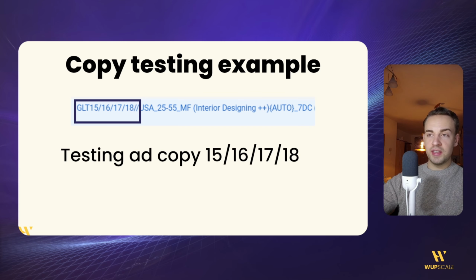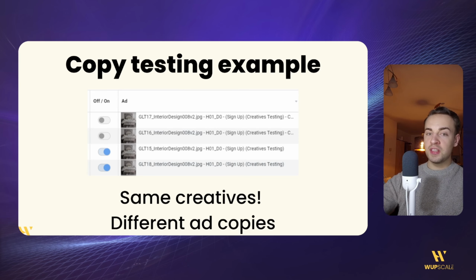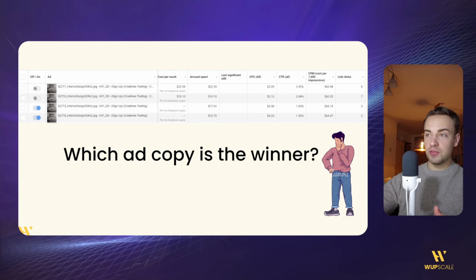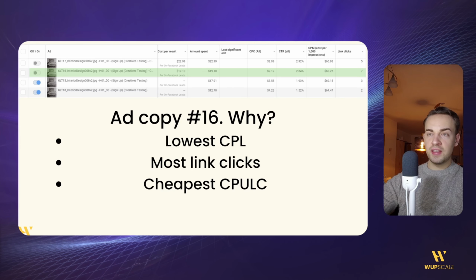Here's a copy testing example. This was testing ad copy 15, 16, 17 and 18. This was the name of the ad set. As I mentioned, the same image is being used across these 4 ads. The only differences are the ad copies. Now, looking at the data, you can guess which one was the best performer. I selected number 16 because it has the lowest cost per lead, the best CPM, the most link clicks, and it also had the cheapest cost per unique link click.